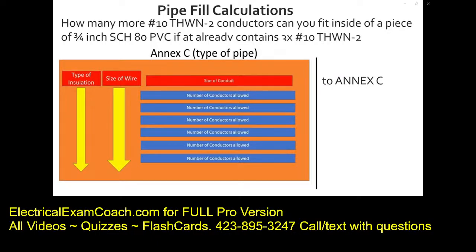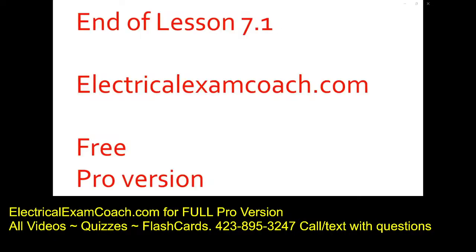Then we find our wire size. Then we come across the top and find our conduit size. And we're going to find that our starting value is 7. We have to minus the 3 conductors that we already have, and that's going to let us know that we can put 4 more.